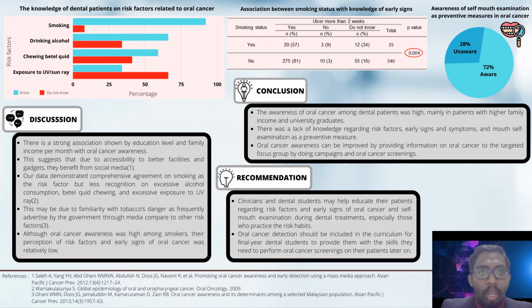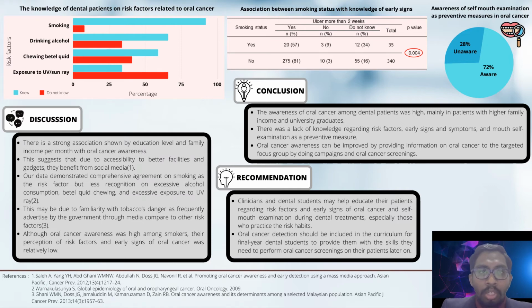Let's take a look at what we can discuss from this study. There is a strong association shown by the educational level and family income per month with oral cancer awareness. This suggests that due to their accessibility to better facilities and gadgets, they benefit from social media, which then helps them being informed and educated regarding oral cancer.